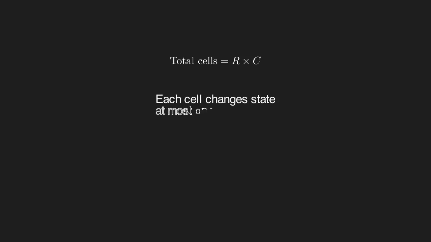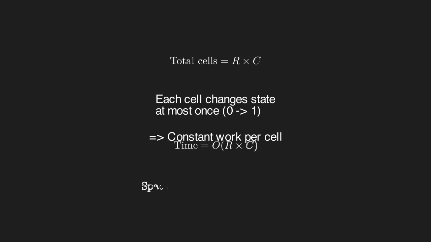Let the grid have R rows and C columns. Once a land cell is processed, it changes from 0 to 1, so it cannot be fully processed again. Border traversal and interior scanning together examine at most a constant number of operations per cell. Therefore time is O of R times C. The traversal stack may contain O of R times C cells in the worst case.